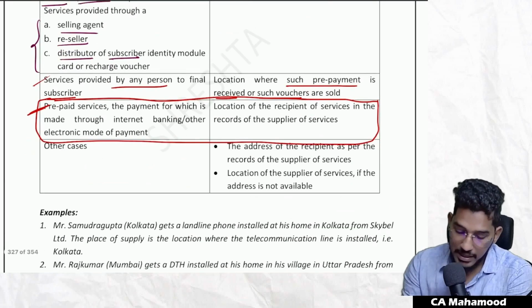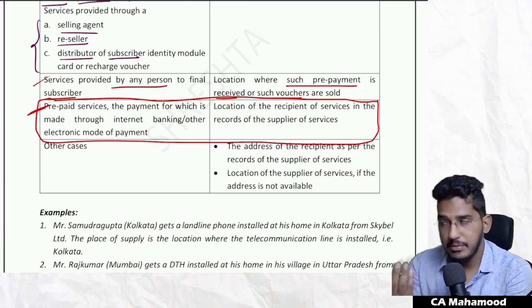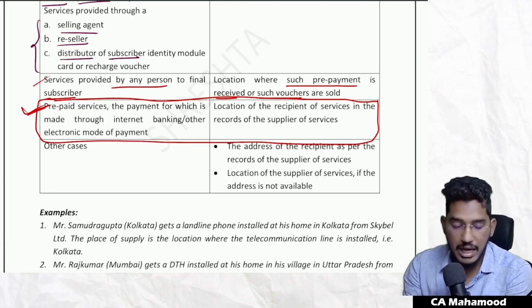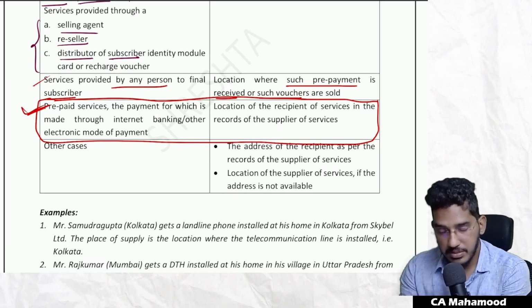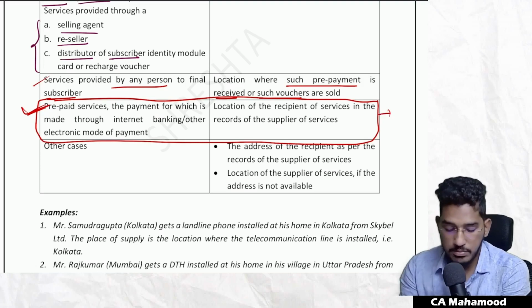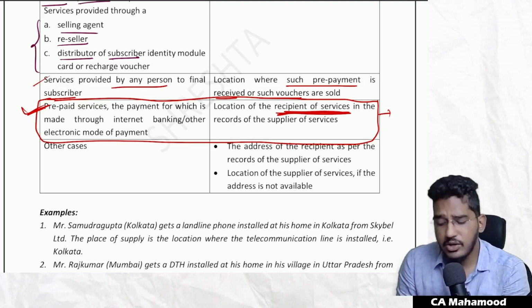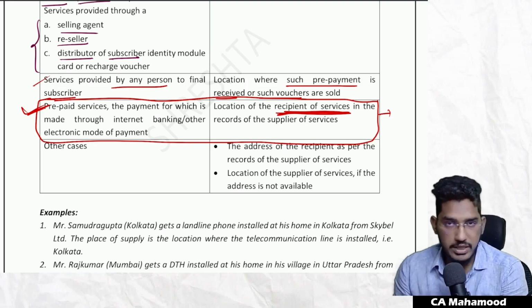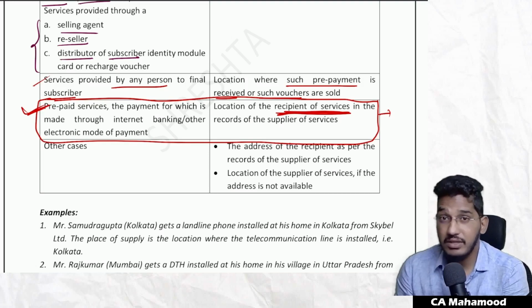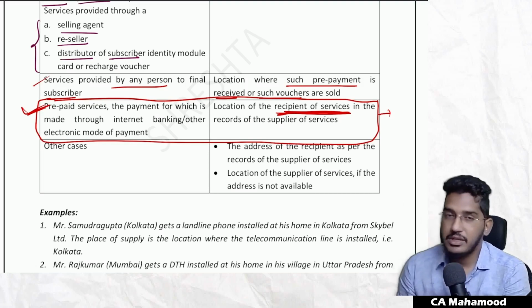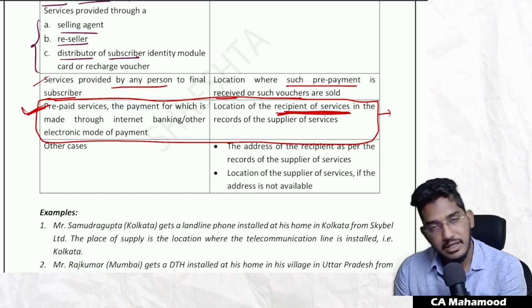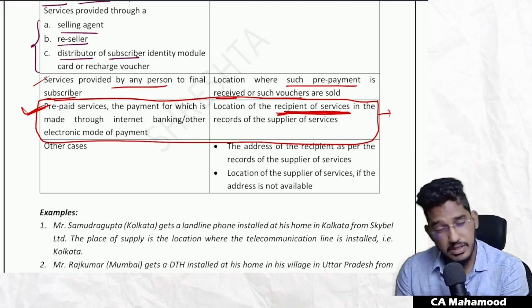Let us see. Prepaid services, the payment for which is made through internet banking or other electronic mode of payment like debit card, credit card, UPI. This is what is happening today. So in these cases, how to determine place of supply? This is talking about today's scenario. Very simple, guys. In this scenario, the location of recipient of services is as per the records of the supplier of services. For example, today you have taken a SIM. Generally, when we take the SIM, our address will be there. We have to give our address proof now. So in case of SIMs, definitely there will be a billing address, and our address will be there with the supplier.